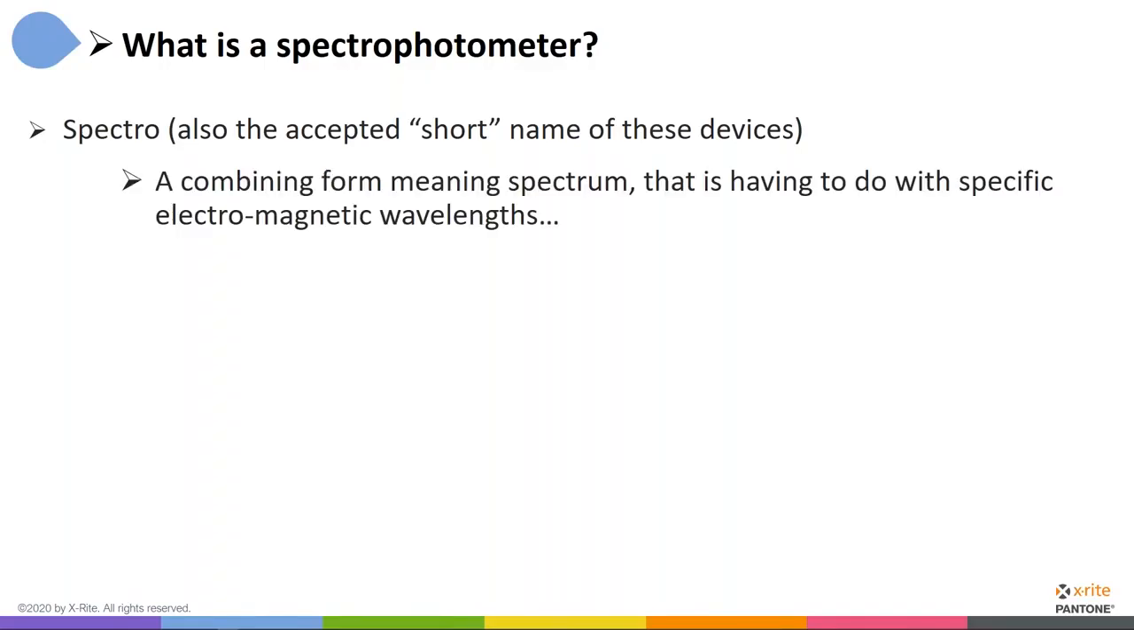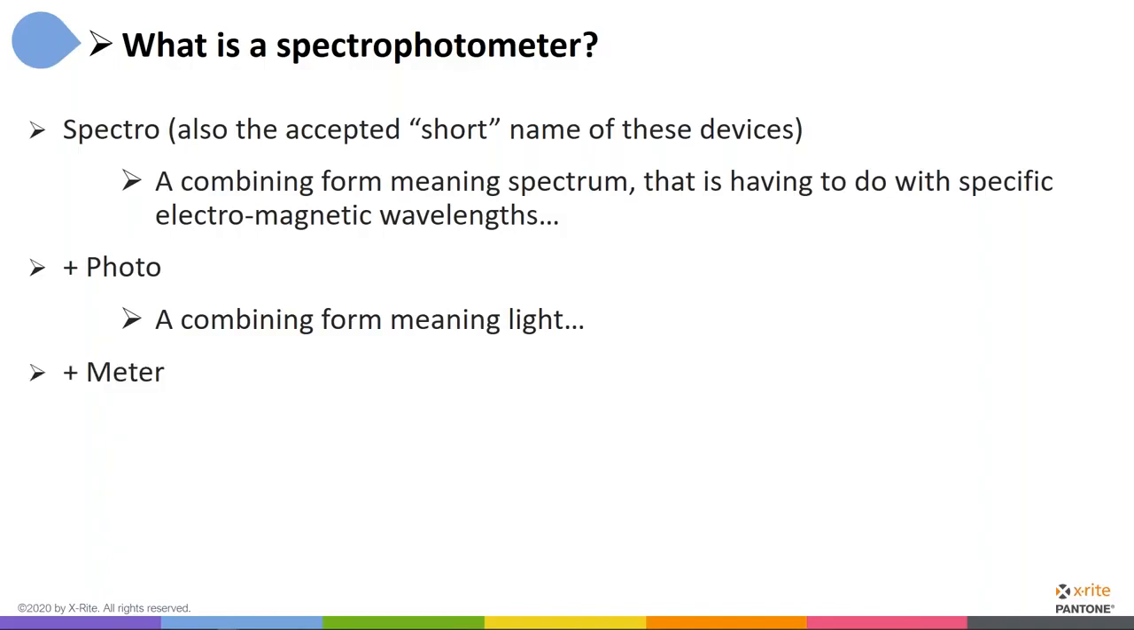But what does spectro mean? Technically, it's a combining form meaning spectrum. That is, it has to do with specific electromagnetic wavelengths. So it's spectro plus the word photo, which essentially means light, and added to that, the word meter, which is essentially an instrument for measuring. So we could look at it backwards and say it's an instrument for measuring light, the wavelengths of light.